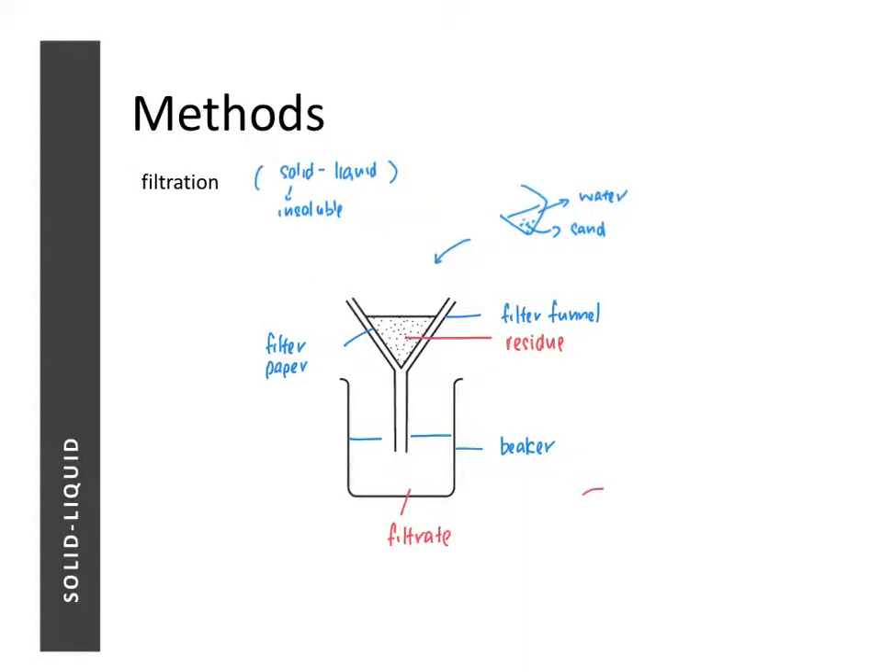Okay, the next thing that we need to learn is how does filtration work. Your filter paper actually contains many small holes called pores, and these small holes are just big enough for your water particles, or your liquid particles, to pass through, but they are small enough to trap the very big pieces of solid particles. So this is your solid. This is the principle behind the method of filtration.